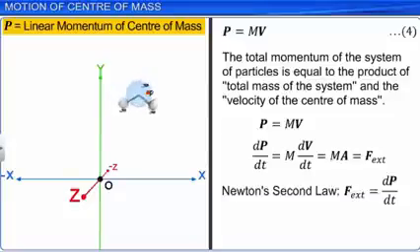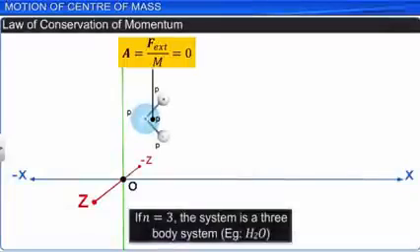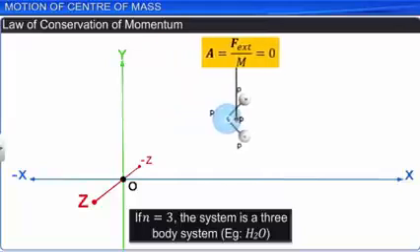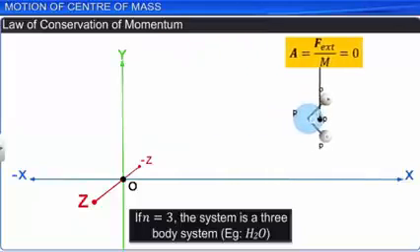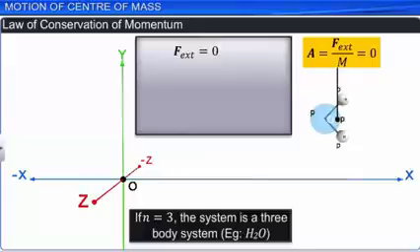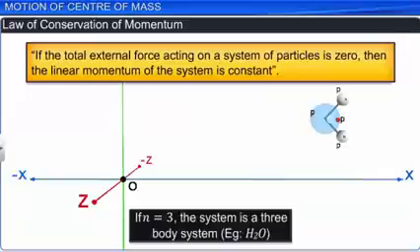If the external force acting on the system of particles is 0, then F external is equal to 0, dp by dt is equal to 0 and p is constant. This is the law of conservation of momentum applicable to a system of particles, which states that if the total external force acting on a system of particles is 0, then the linear momentum of the system is constant.